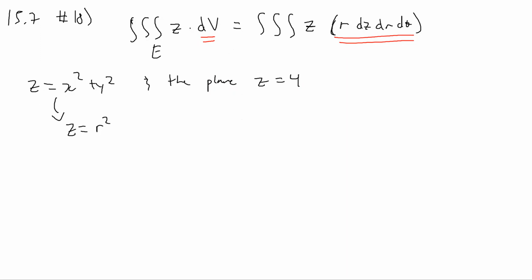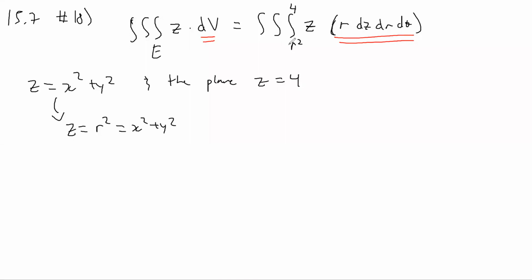This is r squared, which is equal to x squared plus y squared. So this is going to be my lower bound for dz, while this intersects the plane at z equals 4. So this is going to be my upper bound. So for this side of the graph, z is going to be from r squared up to that plane of z equals 4.